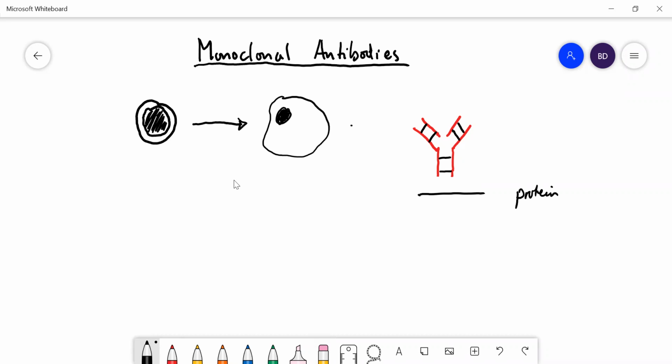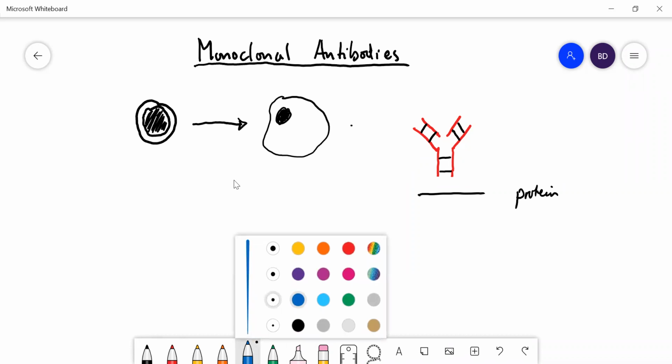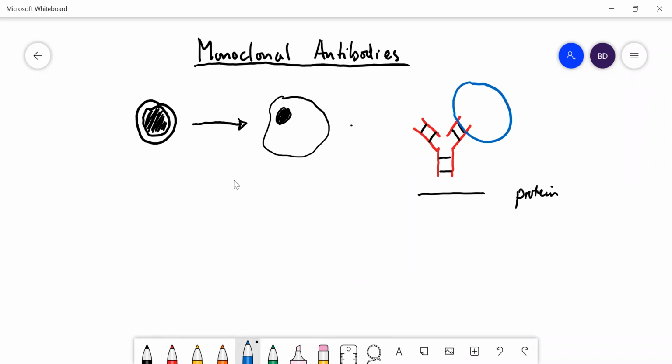What it will do is it recognizes, it's got two recognition sites. It's got one here, like a Y, and one on the other side of the Y there. And they will recognize very specifically a target protein. They recognize that protein and no other proteins. So for example, if you've got antibodies to the coronavirus, it will bind to a protein from the virus. It will recognize the spike protein on the virus, and this one can also recognize the spike protein on the virus.